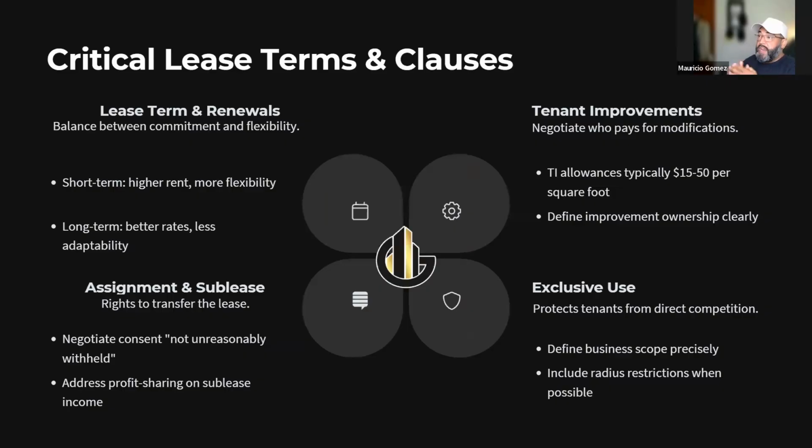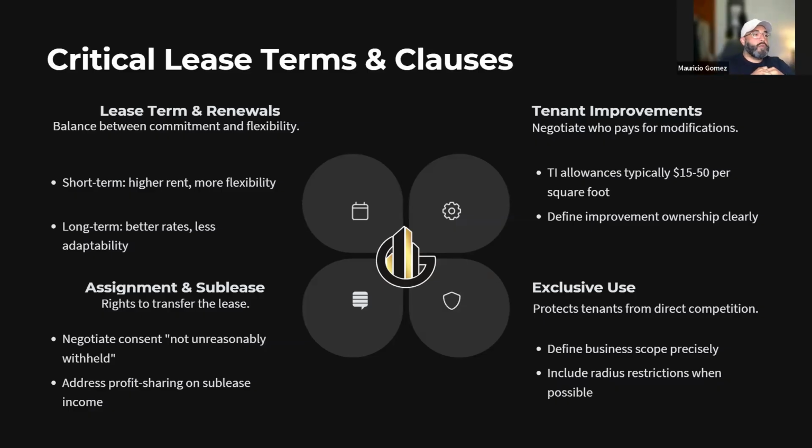Exclusive use. Very important if you have a coffee shop, a restaurant, or a very specific type of service: taxes, insurance, real estate. When you're going into a location, you want to be able to protect your tenant from direct competition. What good is it if you are a real estate service and then they put another real estate office right next to you, and then another one right next to you? Then you have all this competition, and it brings down your potential acquisition of new clients who are walking by and looking for a real estate agent, right?